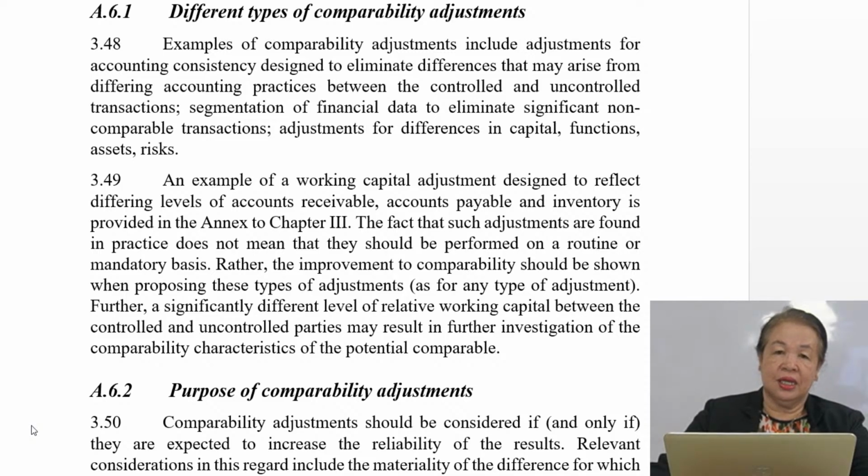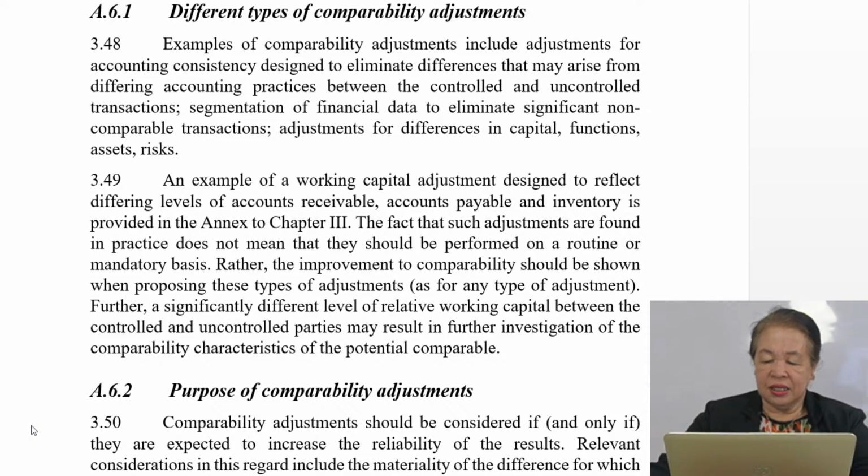No? Kasi, halimbawa, hindi sila pareho ng capital. So, you have to adjust for the difference in capital. No? Madali-dali yan. Pero yung mga geographic location or market na differences, mahirap i-adjust. No? An example of working capital adjustment, designed to reflect differing levels of accounts receivable, accounts payable, and inventory, is provided in the annex to Chapter 3. No? So, we're now discussing the Chapter 3.